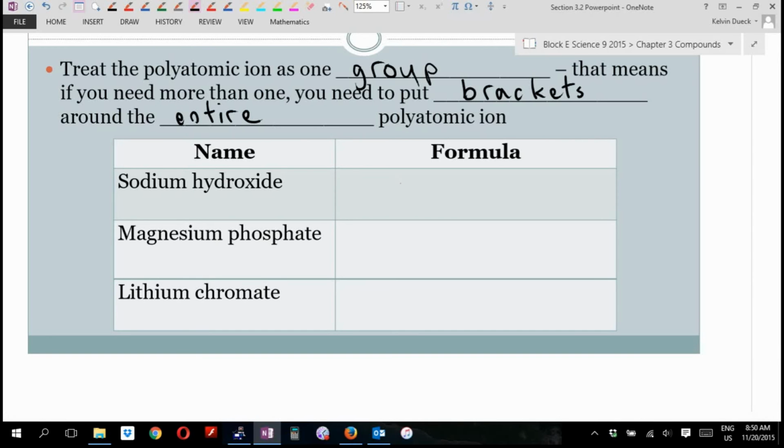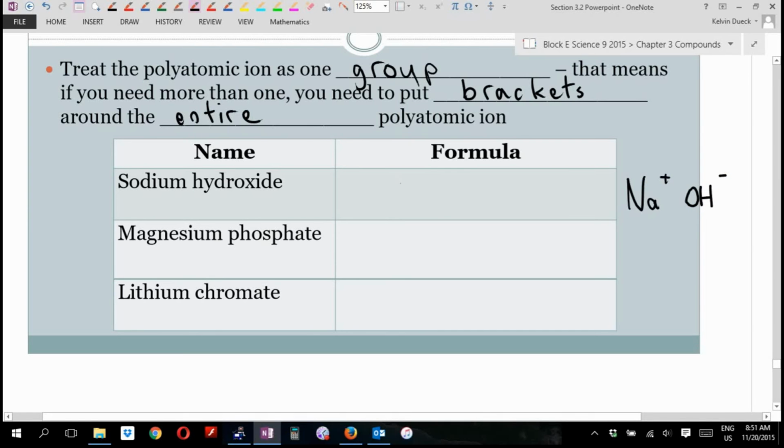Let's suppose I want to write sodium hydroxide, the formula. First thing I'll do somewhere off in the margin is write sodium and put its ion charge. What's the ion charge on sodium? Plus 1. Then I'll write hydroxide. What is hydroxide's symbol? OH.